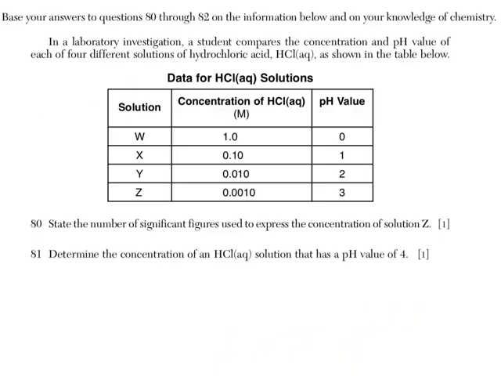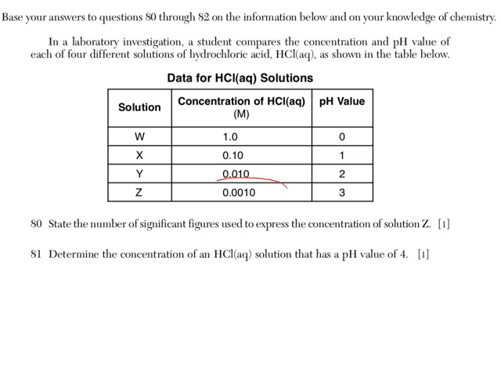Questions 80 to 82 refer to this. We've only got 80 and 81 on this page because 82 needs a little bit more space. It says, in a lab investigation, a student compares the concentration and pH value of each of 4 different solutions of hydrochloric acid, HCl, as shown on the table below, which gives each solution, the concentration, and the pH value. 80 says, state the number of significant figures used to express the concentration of solution Z. So we're looking at solution Z right here.